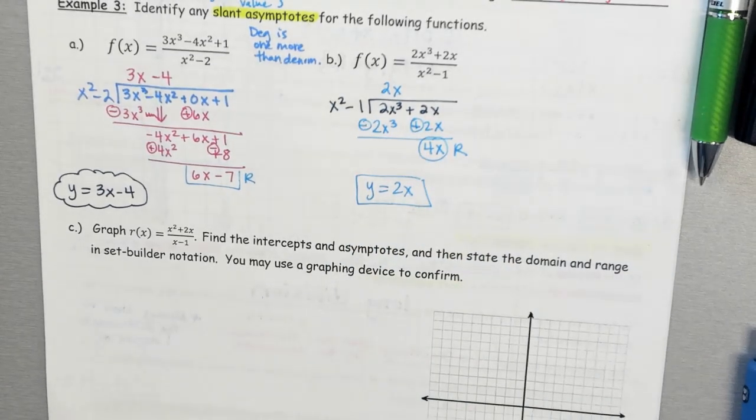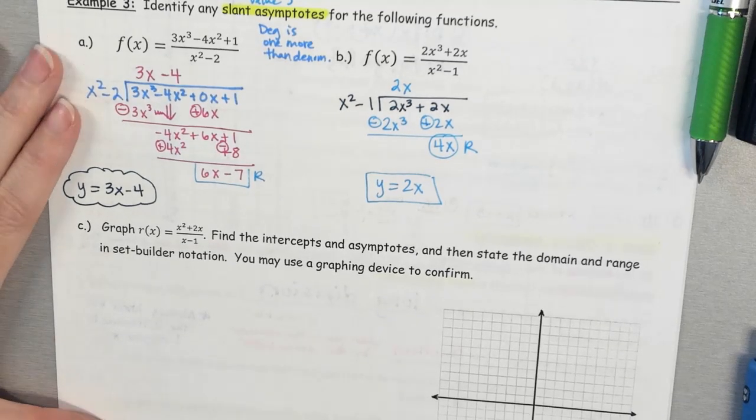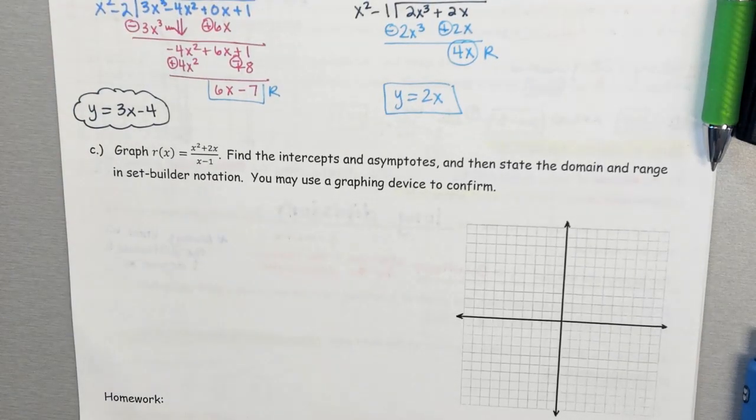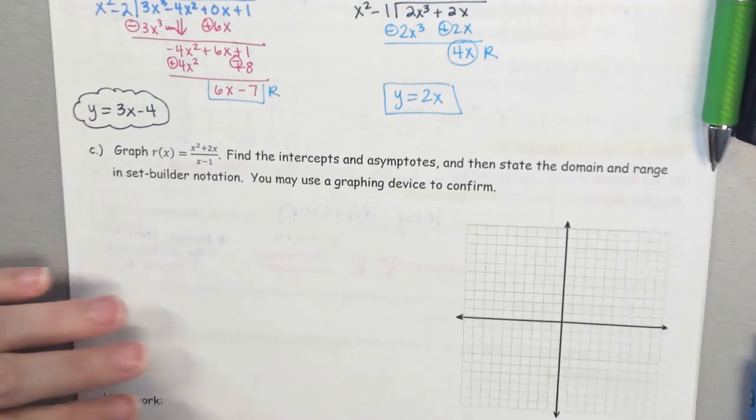Okay, your y-intercept is 0, your slope is 2. All right, so we're going to graph with these. So this just says to graph r of x. You're going to find the intercepts and the asymptotes. You're going to state the domain and range in set notation. And then we can use our graphing calculator to help us.